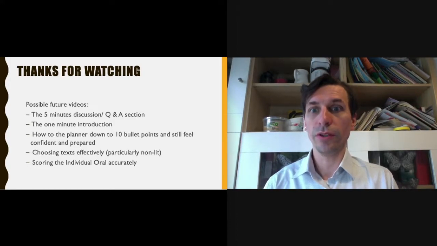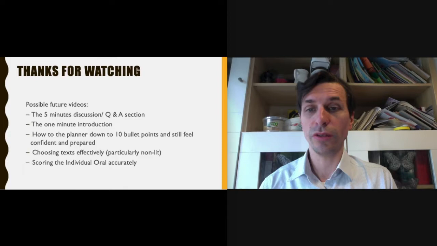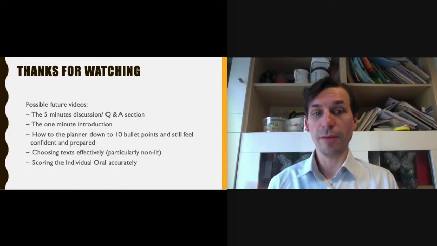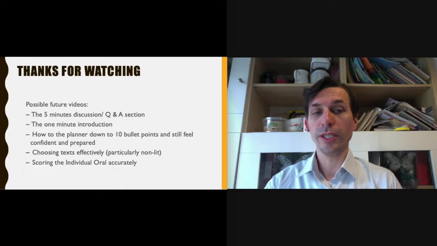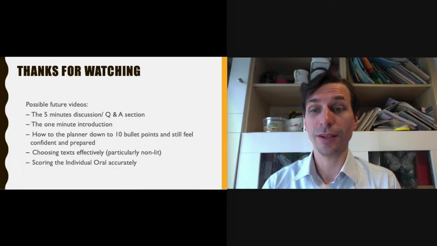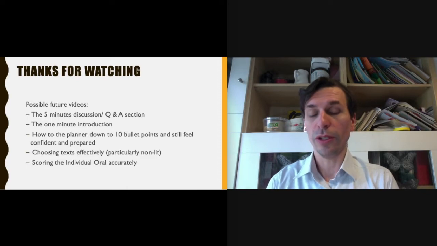Future videos, we could do one on the question and answer discussion section. I've got a very clear method of getting through the introduction in 1 minute, or how to get the planner down to 10 bullet points, because you're going to have a lot more than 10 bullet points when you're doing your initial planning. So how do you trim it down? Choosing text effectively could be a future video as well, particularly non-lit text. That's hard. And also scoring the individual oral accurately, that'd be more of a teacher video, but you would also get tips as a student.